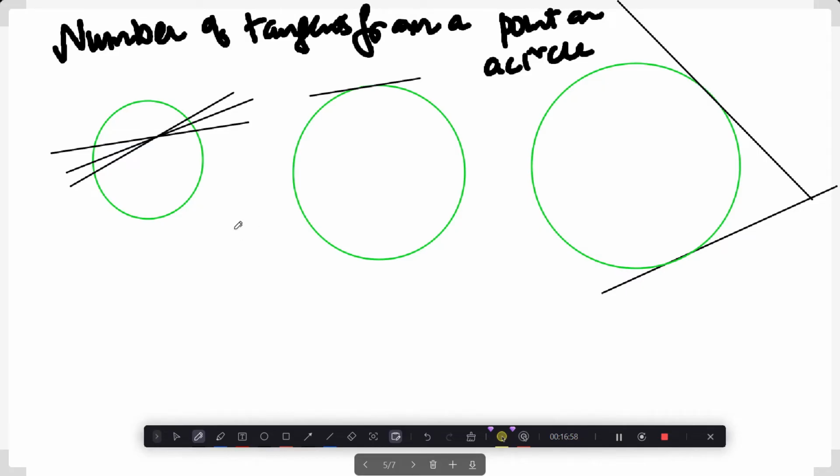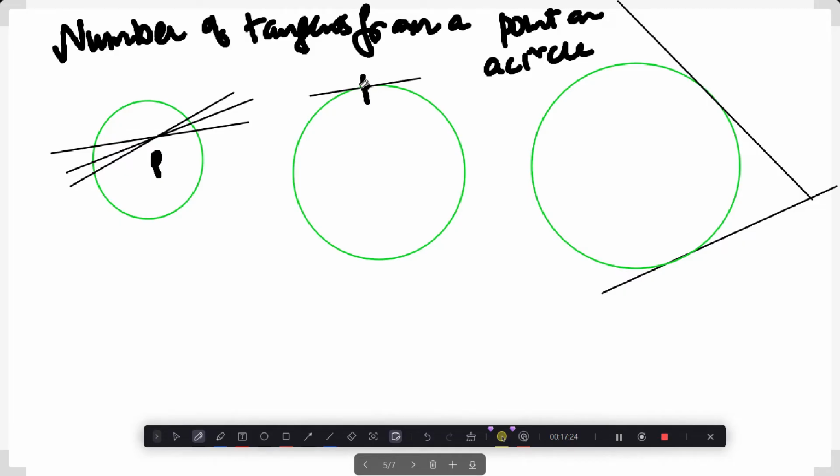So there are circles, right? There's a point P inside the circle. From the point we can draw multiple lines. So it's inside the circle. Can we draw a line from P which cuts the circle in only one point? Not possible, right?